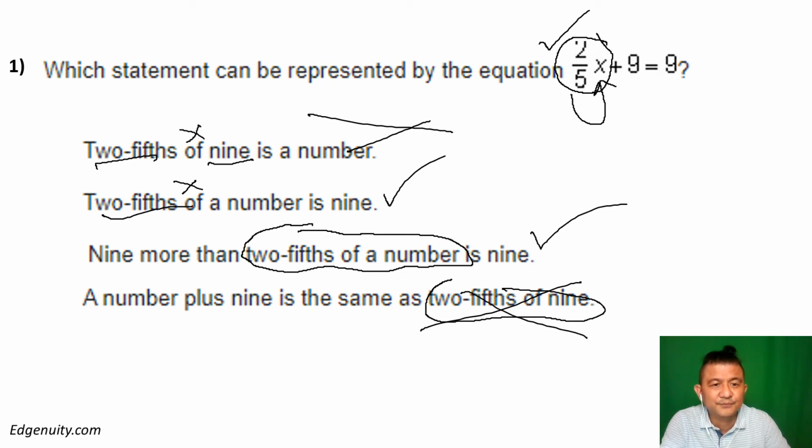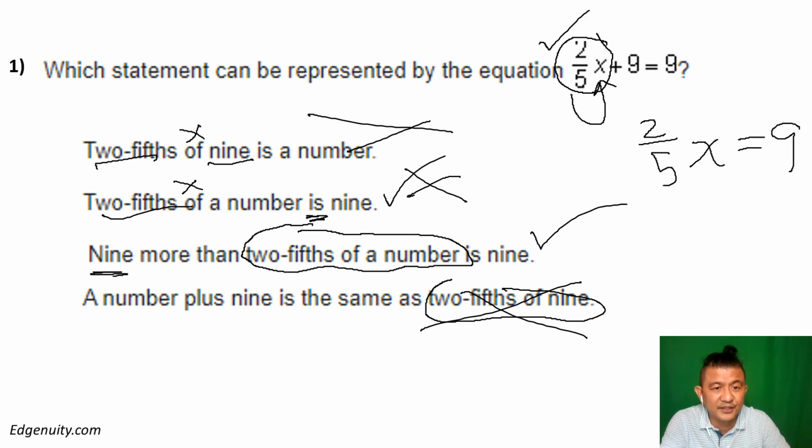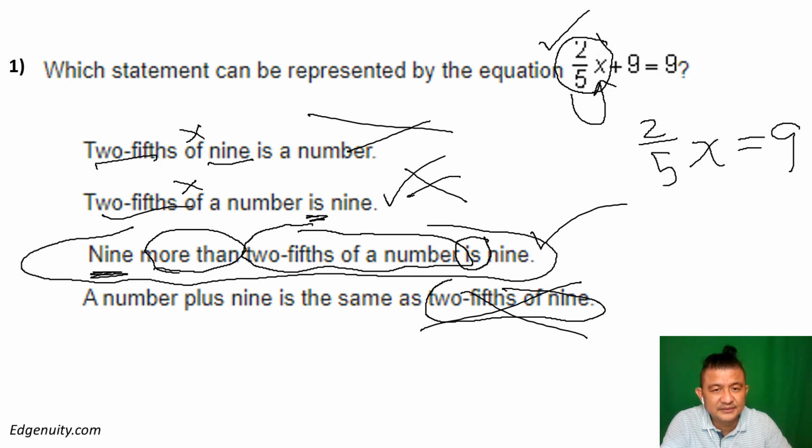All right, let's see. 2/5 of a number is 9. Is 9 meaning 2/5 of a number is equal to 9. It's missing some other terms. So it cannot be you. So let's see the third one. 9 more than, more than, they're switching. 2/5 of a number, then is the answer 9. So this one makes sense.